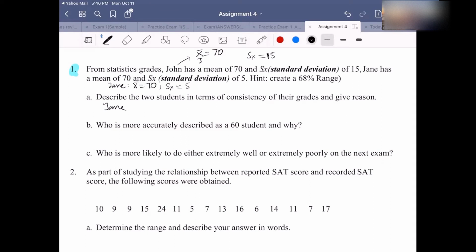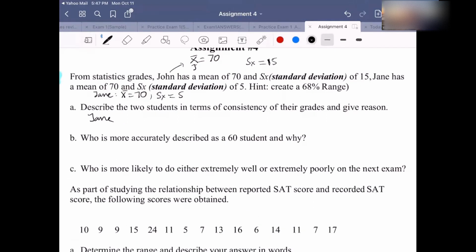How about Juan? Can you tell me what's your answer for part A? I'm not too sure yet. But if it's your guess, then who will have the grades that will be more consistent? I would say Jane. You say Jane too? All right. So it looks like some of you think that Jane's grades are more consistent, right? All right. So here is how you do it.